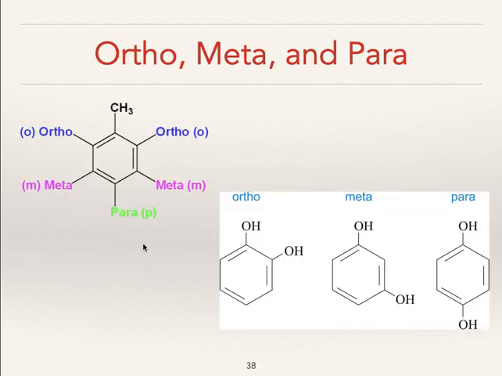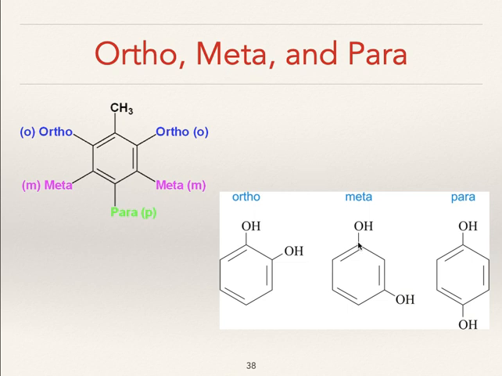Here's another way you can do it. Instead of using numbers, you can use the prefixes ortho. Ortho is going to mean that whatever is being substituted, in this case it's hydroxide again, are right next to each other. So instead of calling this 1,2-dihydroxybenzene, we can simply call this ortho-hydroxybenzene. The ortho tells us that these two things have to be next to each other.